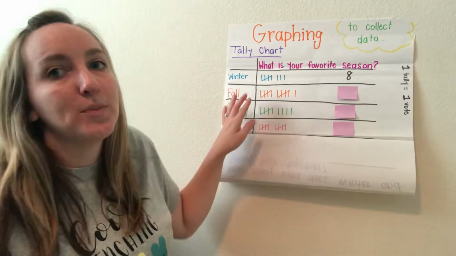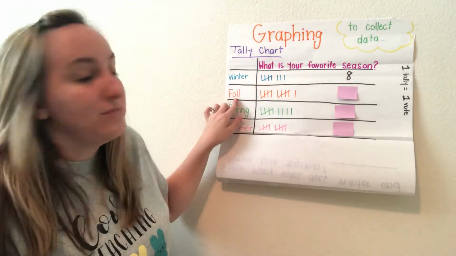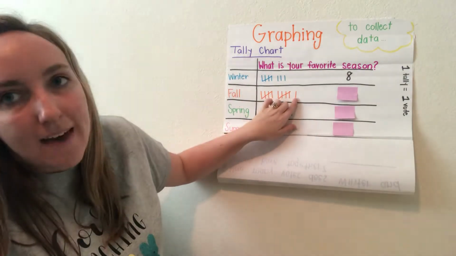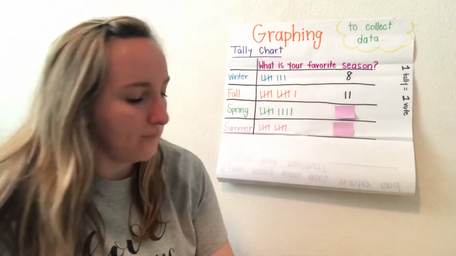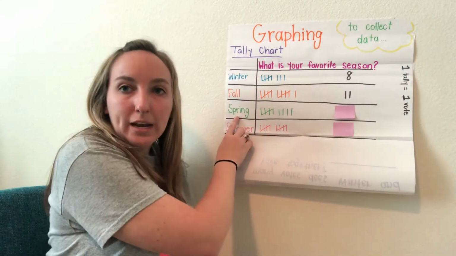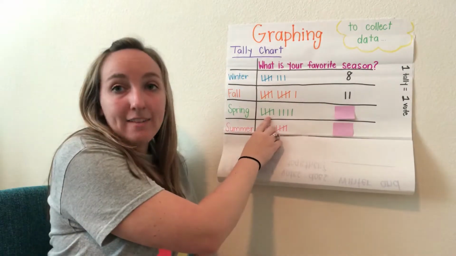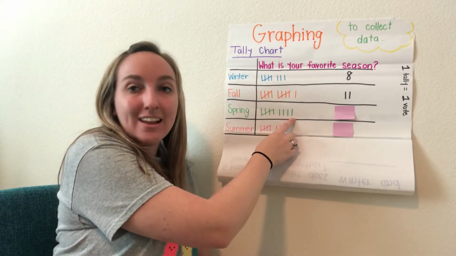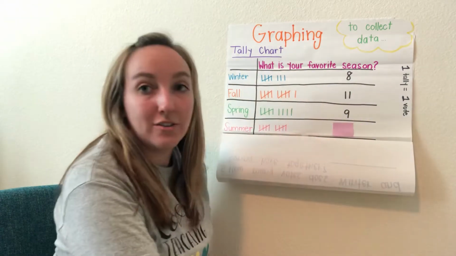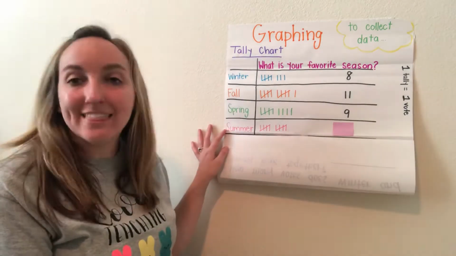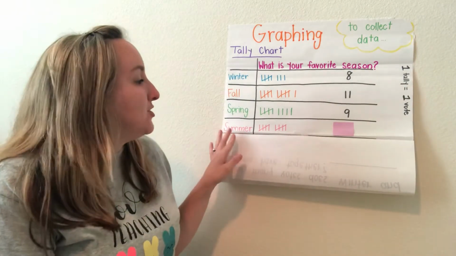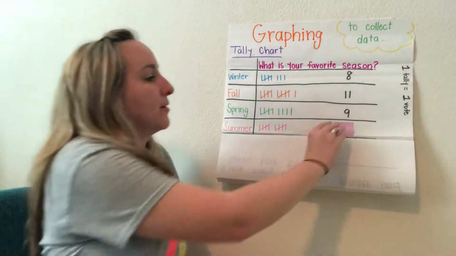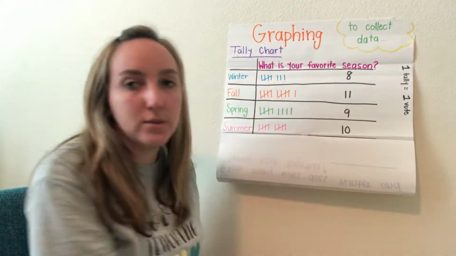Feel free to count along with me for fall. This is fall, 5, 10, 11. So 11 votes for fall. And then for spring, we have 5, 6, 7, 8, 9. There are 9 votes for spring. And then last but not least, summer. So for summer, we only have 5, 10 votes for summer. So 10 votes for summer.